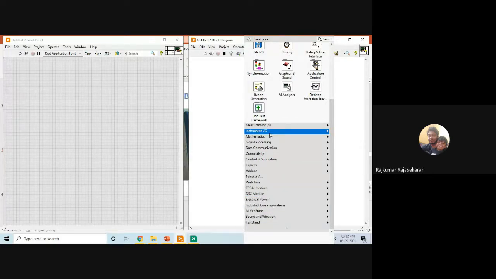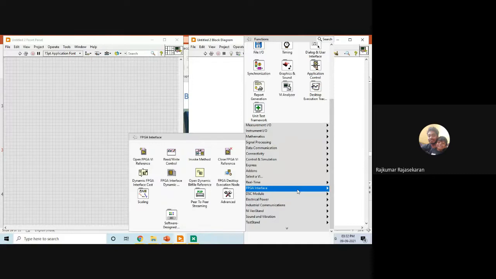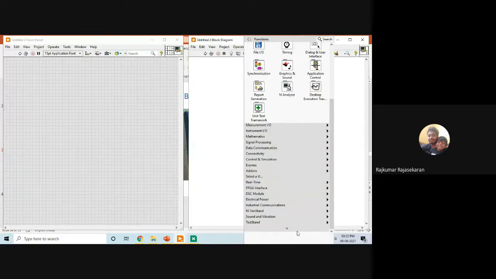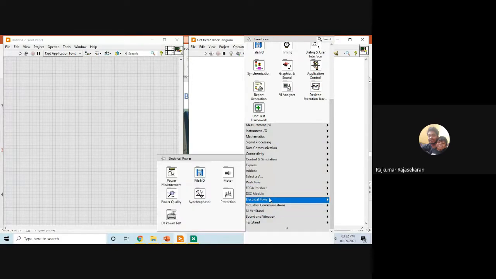But as per the industry standard, LabVIEW has a toolkit called the electrical power toolkit, which is not only used for electrical vehicles, but also for generic power measurements. It's used for smart grid implementation, electric motor measurements, synchrophasors, power quality analysis, and implementation of power system protection. Those kinds of things are also being done by using this toolkit.